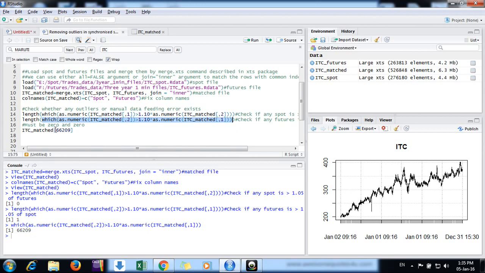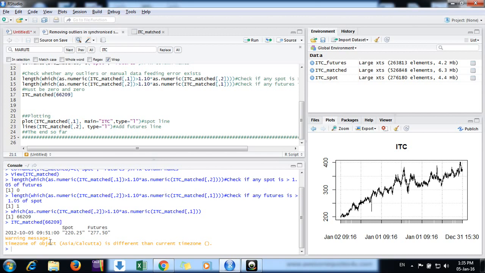I have put 66209 here, and I can bring it up by subsetting from the ITC matched file. This is the observation on 5th October 2012, at 9:51 a.m., when the spot price was 220 and the futures price was 277. This difference is more than 25%, which is not possible.